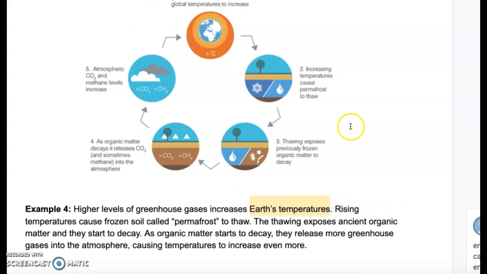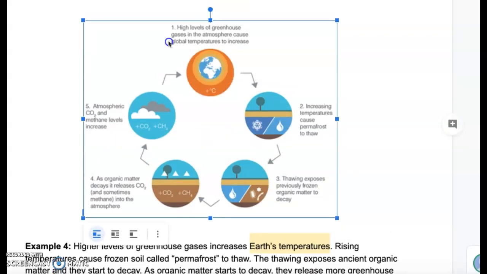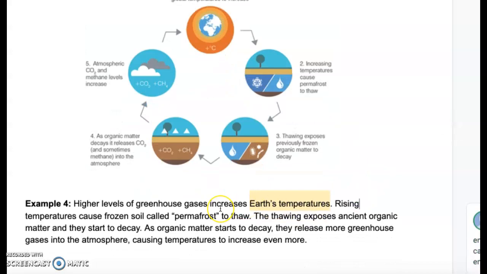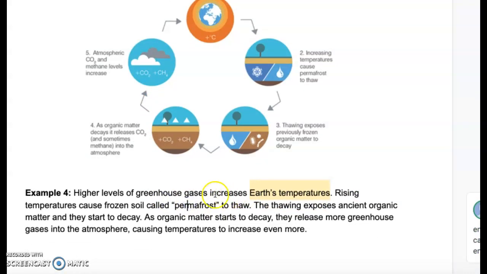Second sentence. Rising temperatures can cause frozen soil, called permafrost, to thaw. Okay, that makes sense. That kind of sounds like glaciers melting too, right? And I know that's connected to climate change. The thawing of this permafrost exposes ancient organic matter and they start to decay. Okay, so I see that's happening here. And as organic matter starts to decay, they release more greenhouse gases into the atmosphere, causing temperatures to increase even more. Right, again, I see no stability here.